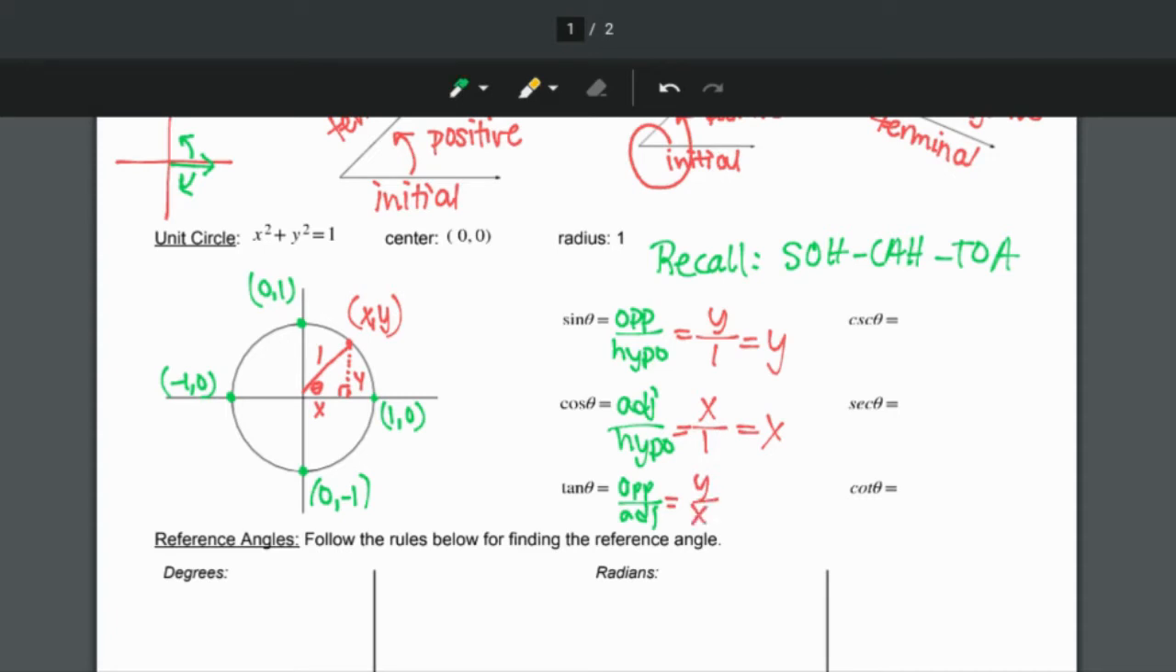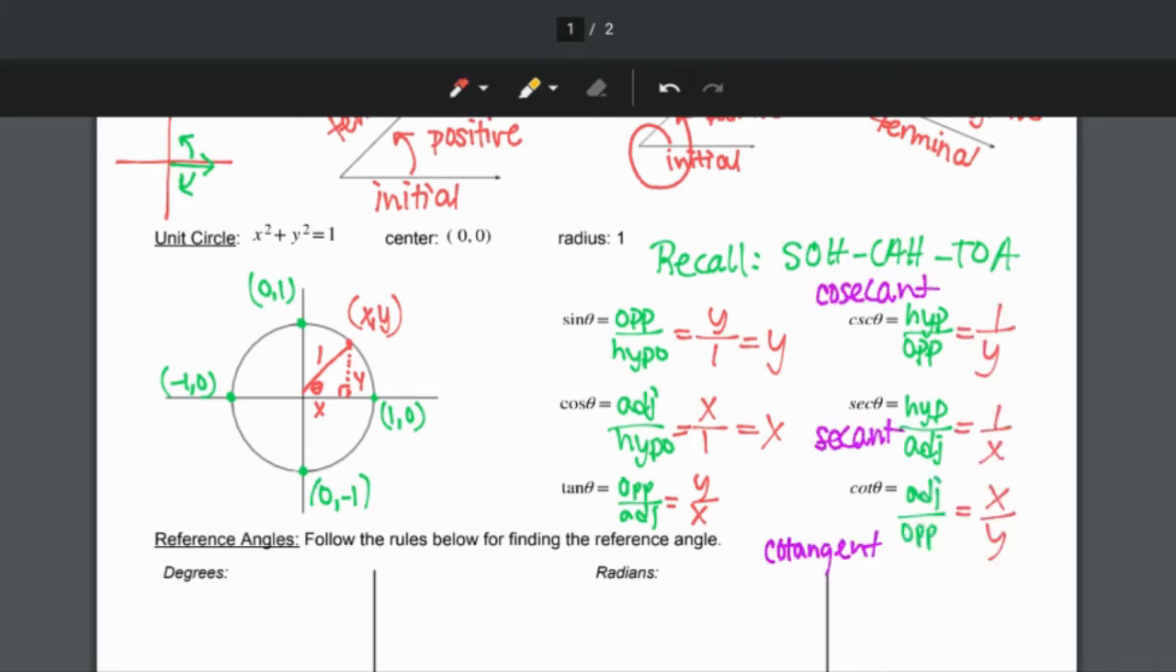So these 3 additional trig functions are considered our reciprocal functions. Sine has a reciprocal called cosecant, and that is hypotenuse over the opposite. Secant is hypotenuse over adjacent, and cotangent is adjacent over the opposite. As you can see, if we were to use the red triangle, the cosecant would be 1 over y, the secant would be 1 over x, and the cotangent would be x over y. And this would apply to any point on any given unit circle, not just a point in the first quadrant.